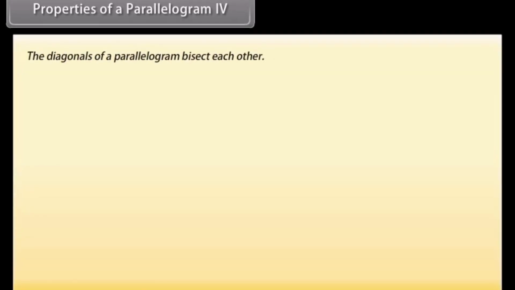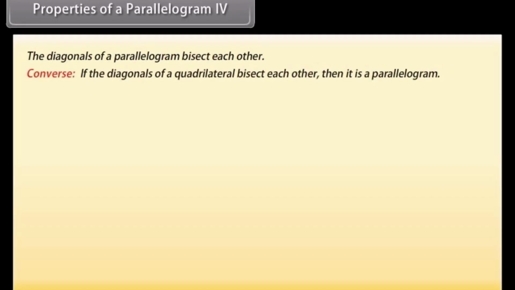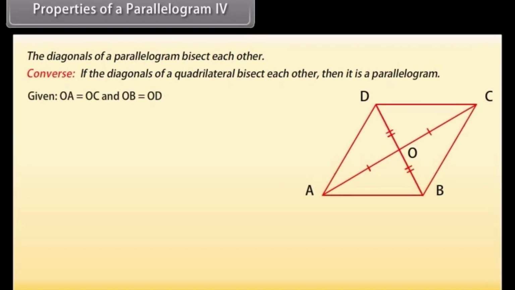Properties of a parallelogram 4. The converse of this theorem results in one more theorem. The converse says, if the diagonals of a quadrilateral bisect each other, then it is a parallelogram. Let us prove it. It is given that OA is equal to OC and OB is equal to OD.